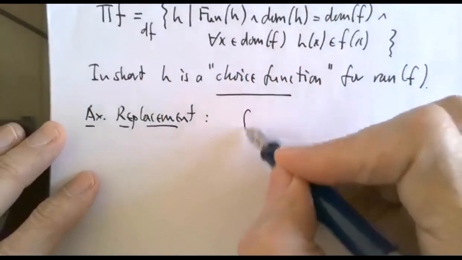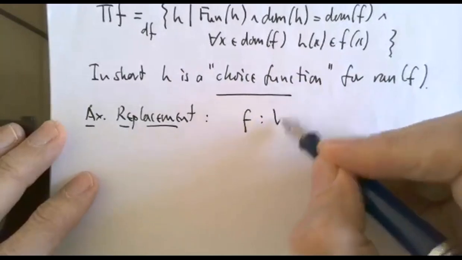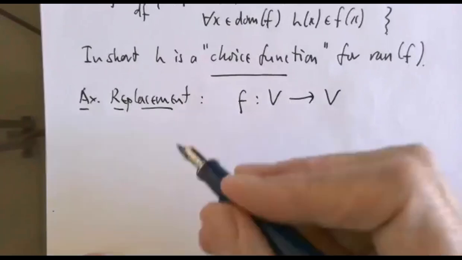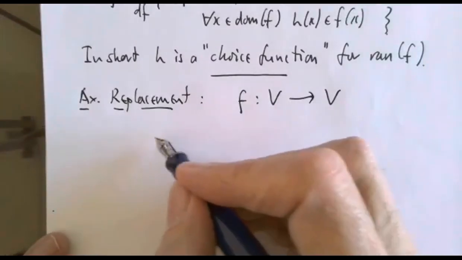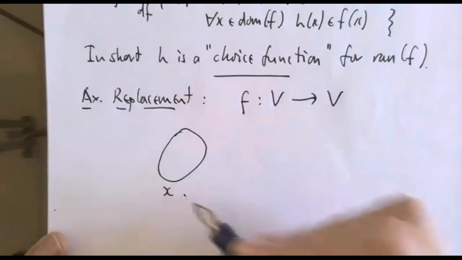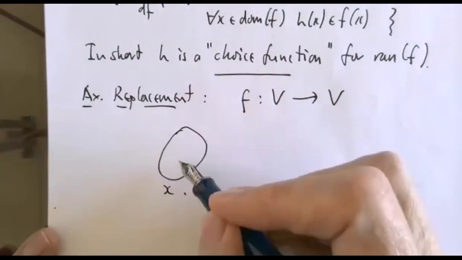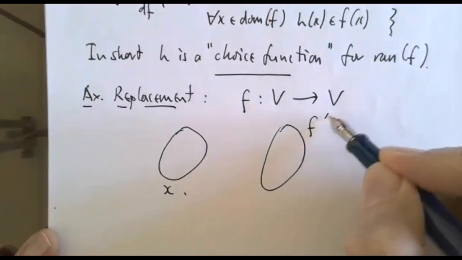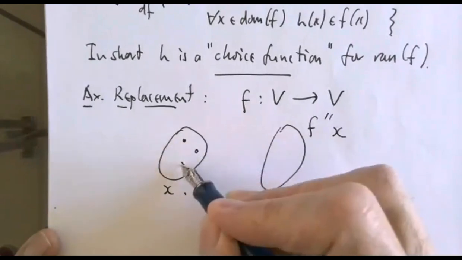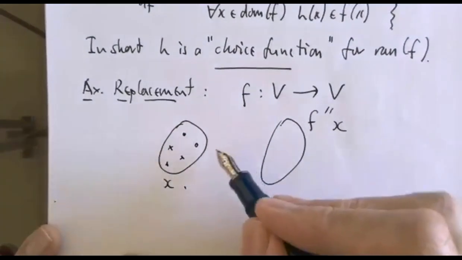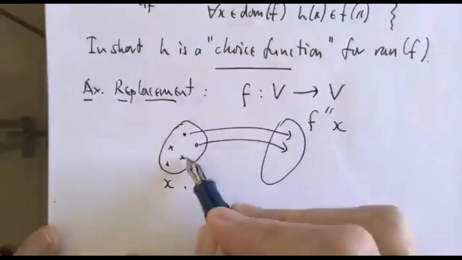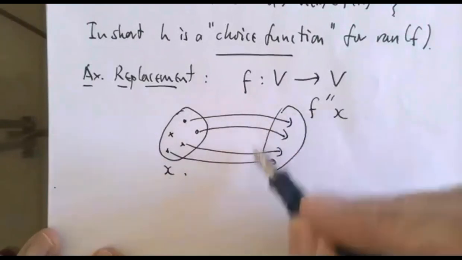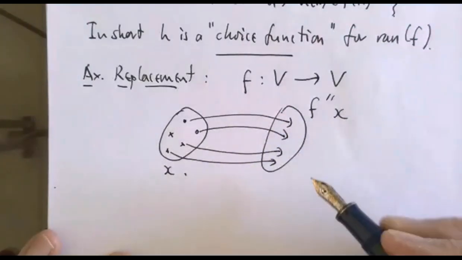I've got here some kind of function, and maybe it takes V to V here, maybe it's defined on all sets. But if I pick out a particular set, x here, and I apply f to the members of x, right, so here are all these things sitting inside x, and I apply f to all of these, then the range of f on x, this should be a set as well.